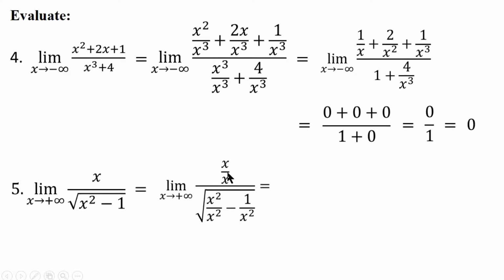X divided by x is 1. X squared divided by x squared is also 1. Minus 1 divided by x squared is 1 over x squared. Then, find the limit of each term.